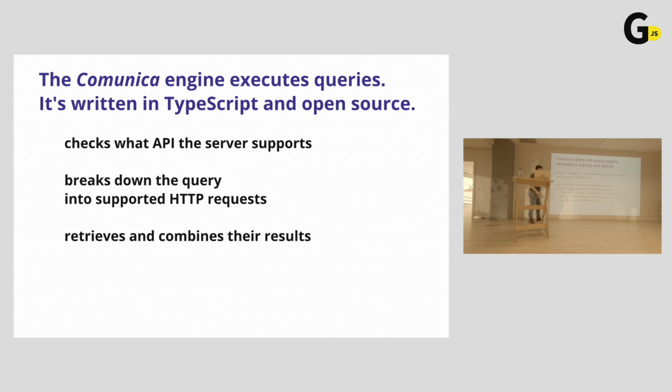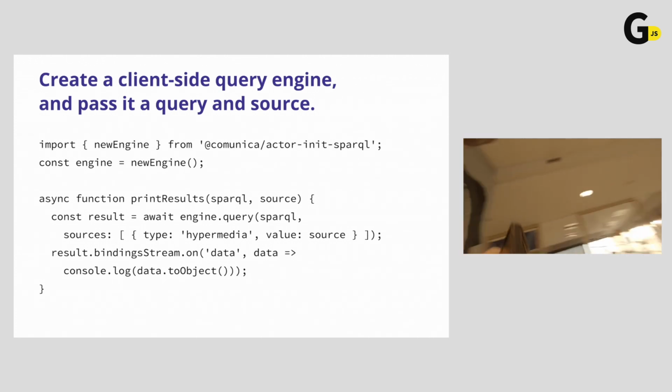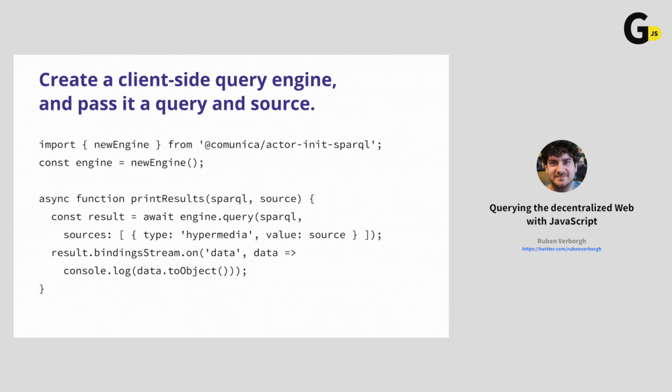It's written in TypeScript, it's open source, so you can check it out and you can actually use it in your own projects if you want. You can try it here, it's on GitHub. And how does it work from a user perspective? Well, basically what you do is you just import the package, start a new query engine, and then you just call the .query method, you send your query, you send a list of sources, and then you can go through the results. So this is just a simple event listener with a stream of objects. So as simple as that, basically.